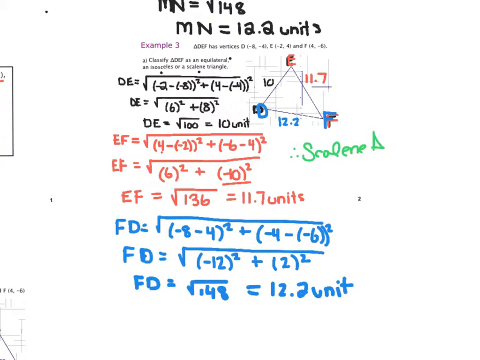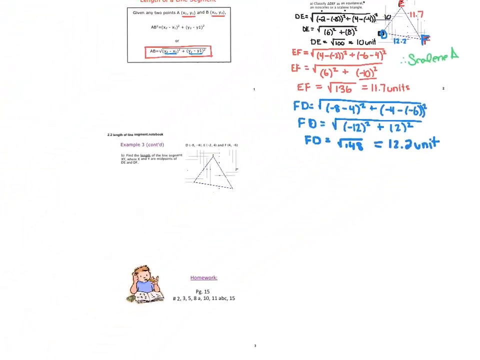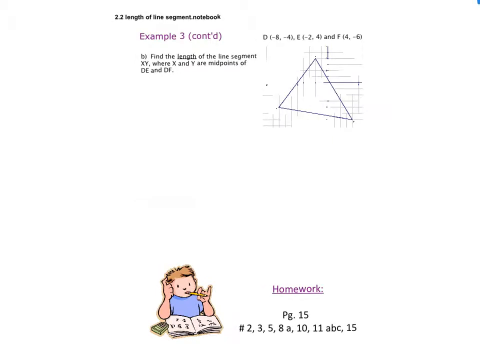So let's look at an example where we're using midpoint and we're using the length of a line segment to solve. So incorporating the two lessons from today into one question. So example 3 is asking you to find the length of a line segment called XY, where X and Y are the midpoints of DE and DF.